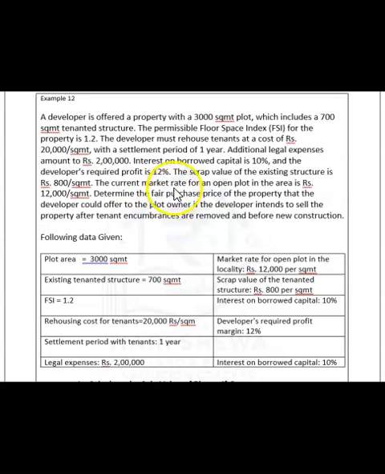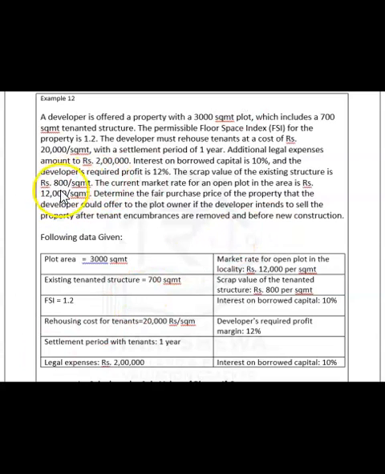Okay, I have not read this. The scrap value of the existing structure is 800 per square meter. The developer will get 800 rupees per square meter of scrap value for the 700 square meter building. The current market rate for open plot area is 12,000 per square meter. Determine the fair purchase price of the property that the developer could offer to the plot owner if the developer intends to sell the property after tenant encumbrances are removed and before new construction.